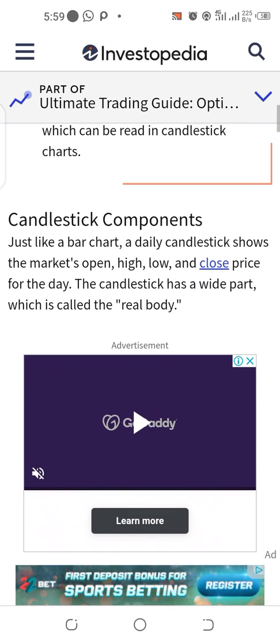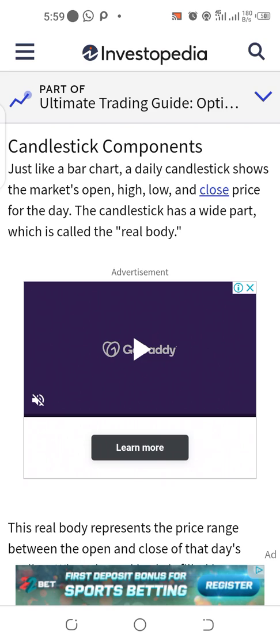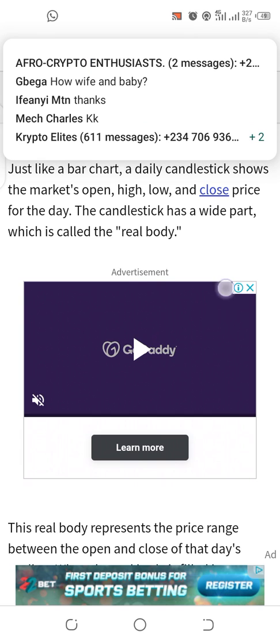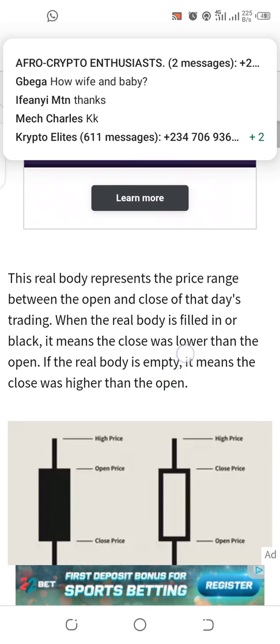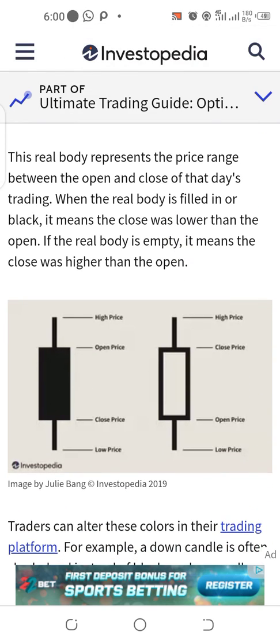So let's move on to candlestick components. When we talk about candlestick components, we are referring to the parts of candlesticks. So we have the opening, the high, the low, and the close price for the day. The candlestick has a wide part which is called the real body. So basically, we have five major components of candlesticks: the opening, the high, the low, the close, and the real body of the candlestick. Now let's move down to see what we are referring to as components of candlesticks.